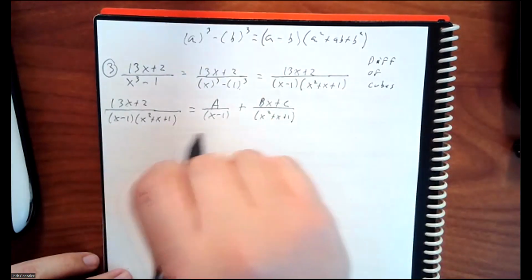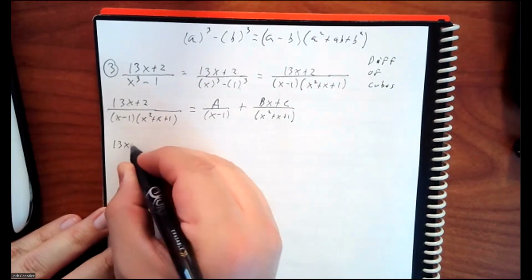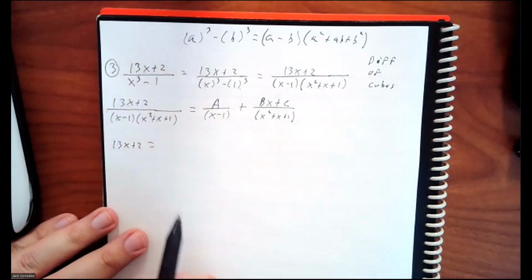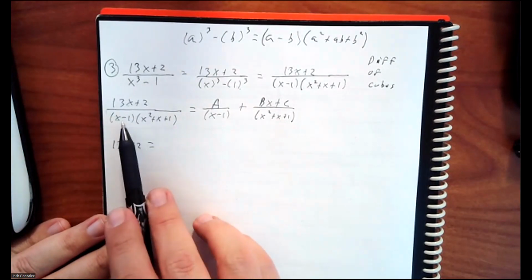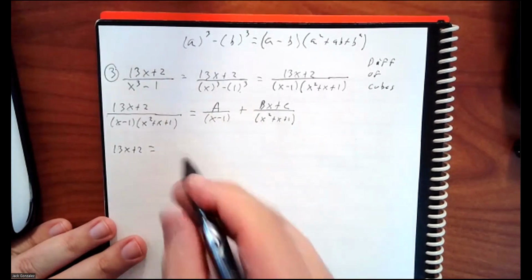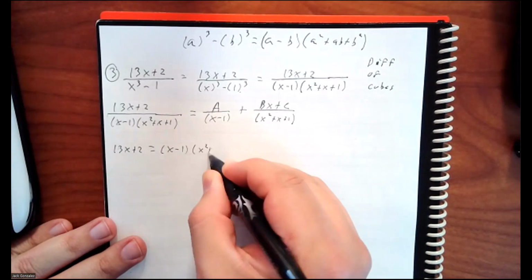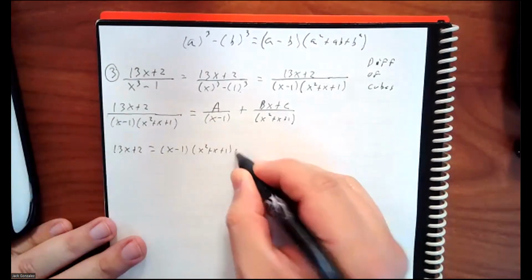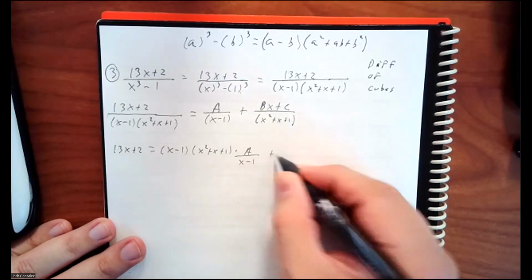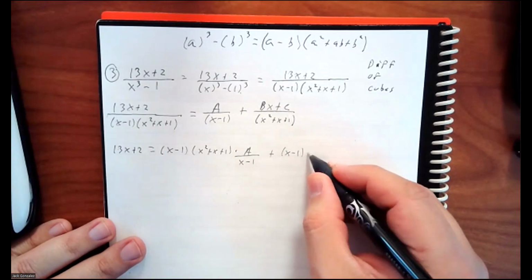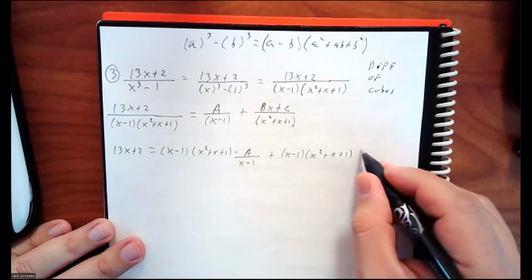So multiply both sides by this LCD here. I'm not going to write it on the left side because it's just not enough space. But we know that this is going to cancel the whole thing, right? So multiply these two pieces on each one. So x minus 1 times x squared plus x plus 1 times a over x minus 1 plus x minus 1 times x squared plus x times the other one.